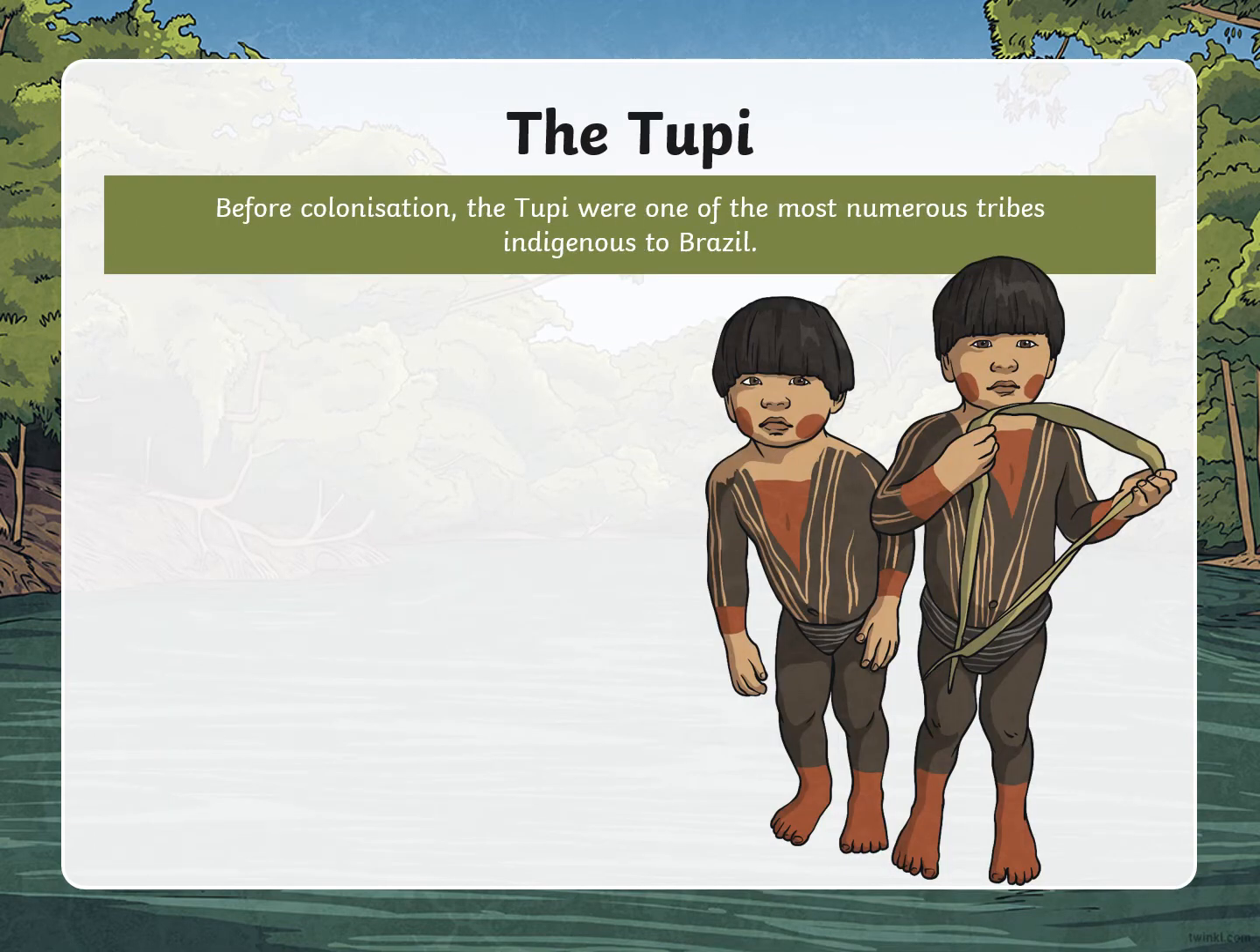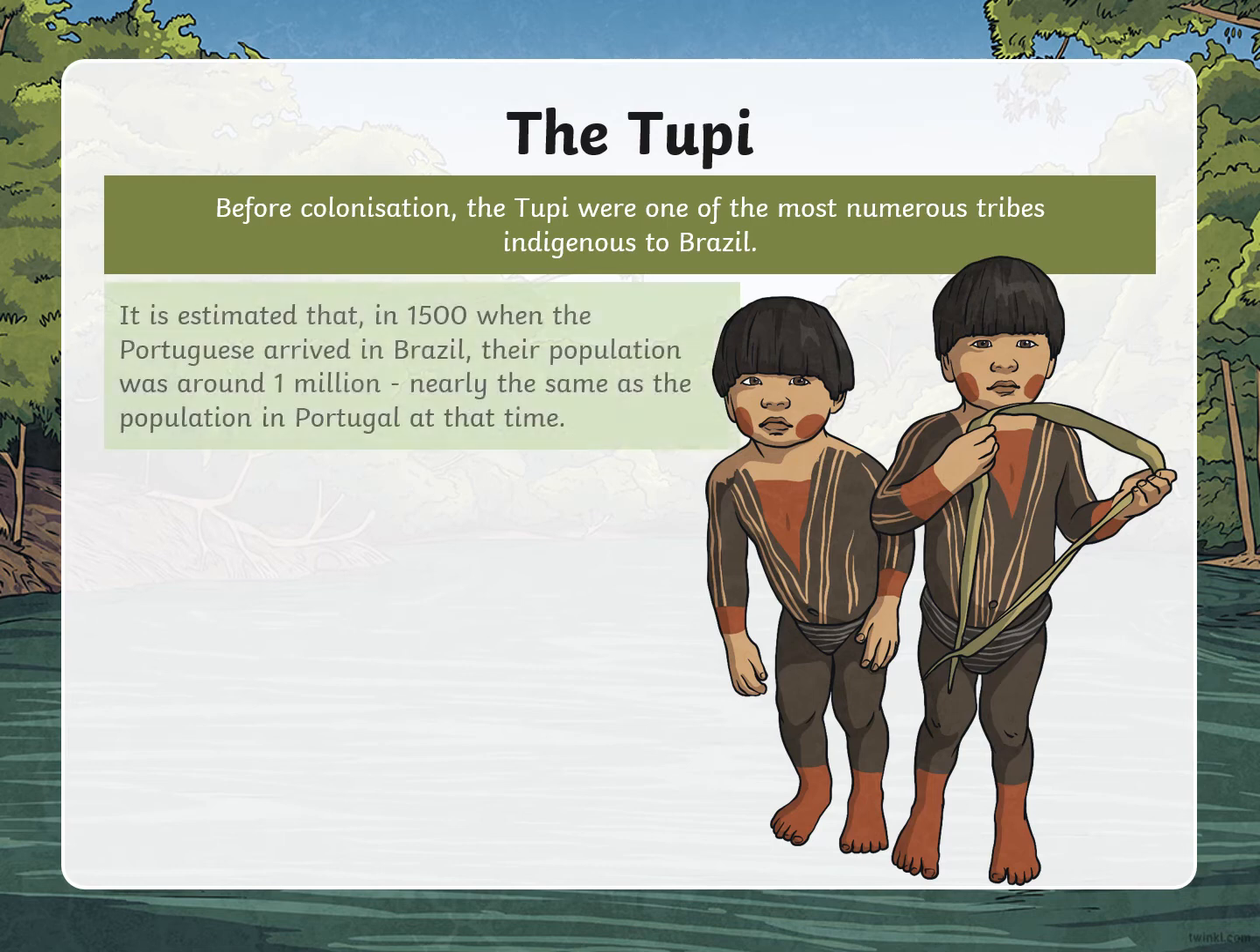The Tupi. Before colonisation, the Tupi were one of the most numerous tribes indigenous to Brazil. It is estimated that in 1500, so a long, long time ago, when the Portuguese arrived in Brazil, their population was around 1 million then. Nearly the same as the population in Portugal at the time. So Portuguese people arrived in Brazil, and they took over a lot of the area. But actually there was about 1 million in this one tribe, which is the same as all the people in Portugal at that time.